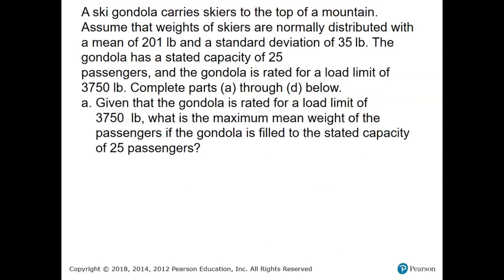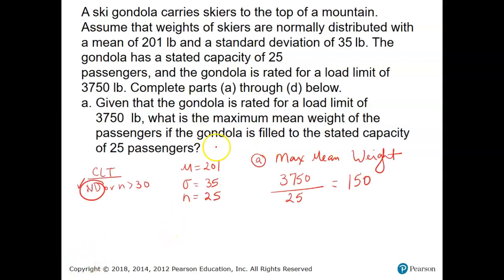Okay, here's our last example for today. So go ahead and try this. We're going to take it kind of in parts. Okay, on the first one here, it's really not asking a lot of statistics.